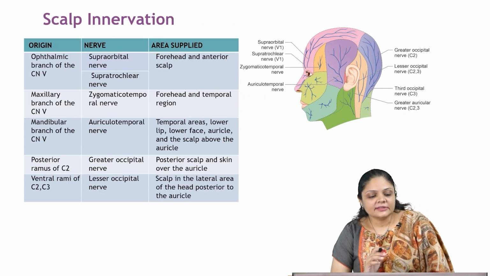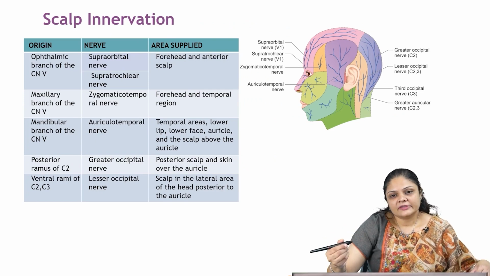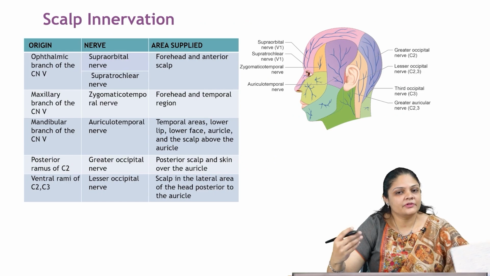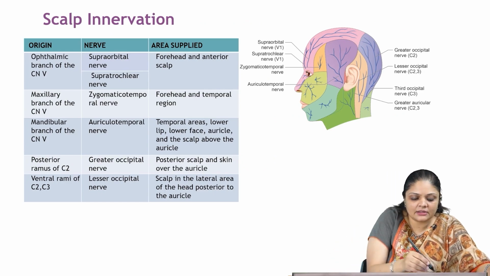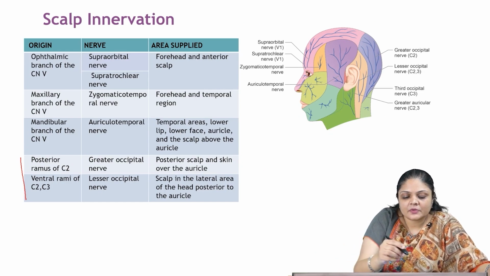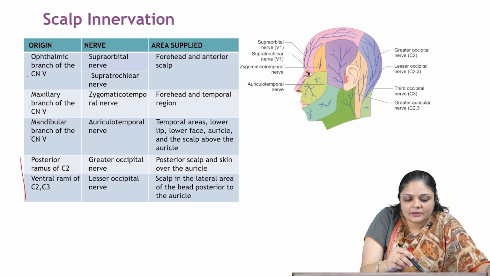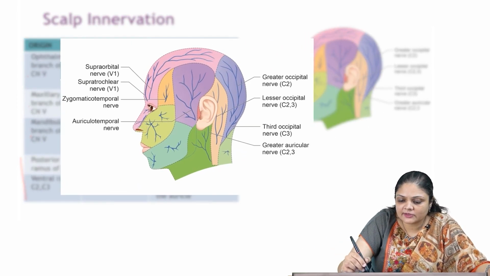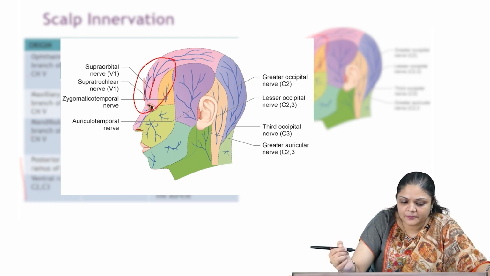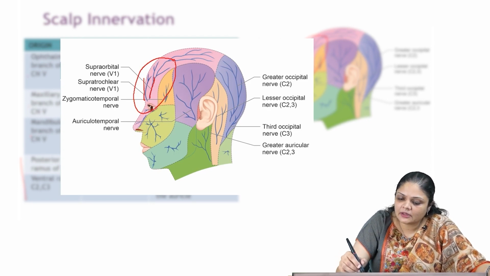So after the monitors, the next step is your scalp block. So now the scalp is innervated by two mainly nerves, the fifth nerve, the trigeminal nerve and its branches, and the posterior rami of the C2 and C3. So now the trigeminal nerve has ophthalmic, maxillary and mandibular division. The ophthalmic branch gives off the supraorbital and supratrochlear nerves, which innervate the forehead and the anterior part of the scalp. The maxillary division gives rise to the zygomaticotemporal, which will innervate your forehead and your temporal region.